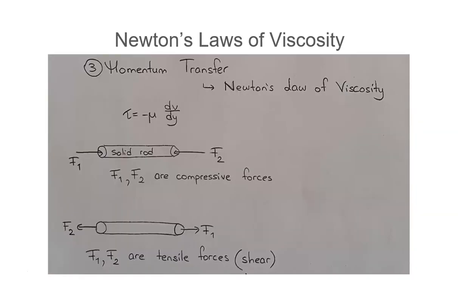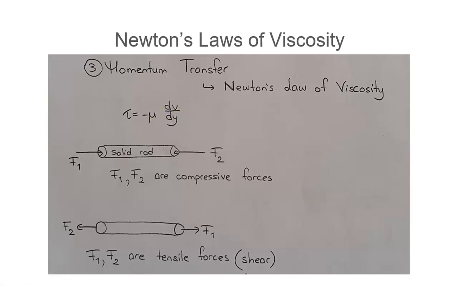The next is momentum transfer. The momentum transfer actually is directly connected with Newton's law of viscosity. And then you see that we have tau. This symbol is referred to as tau, equal to minus mu. This symbol is referred to as mu. Tau equals minus mu multiplied by dv/dy, where v represents our velocity and y represents our position. And then dv/dy is referred to as the velocity gradient.